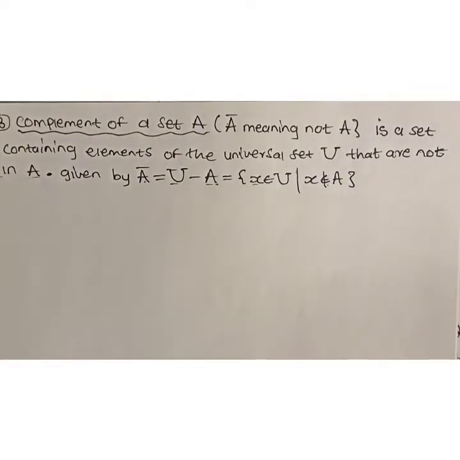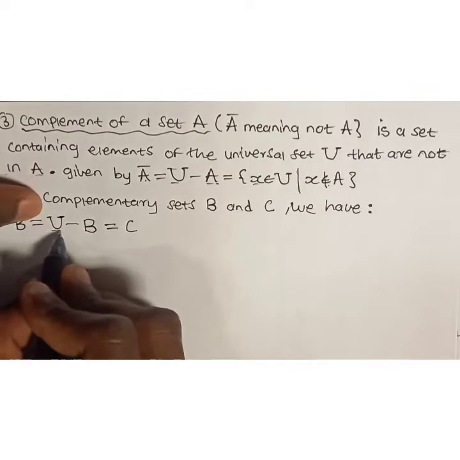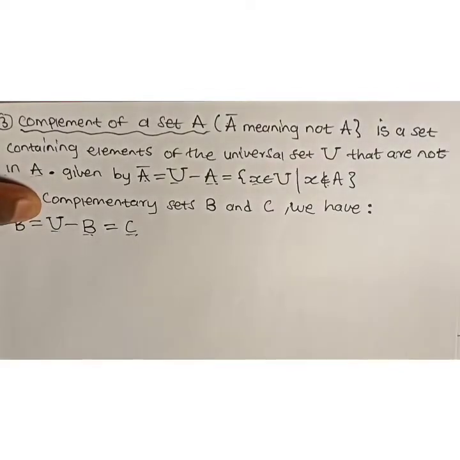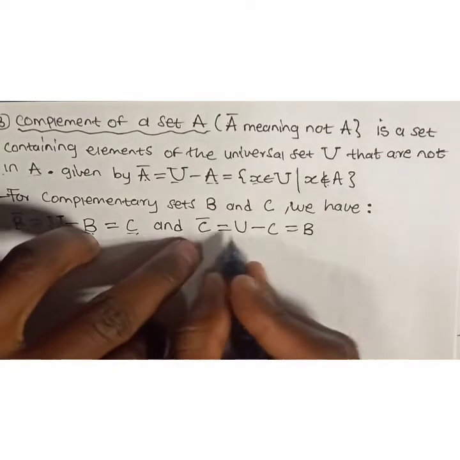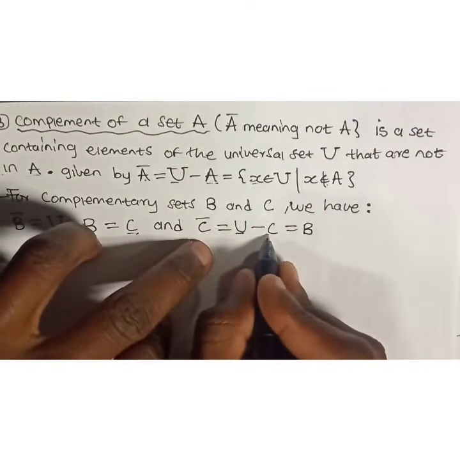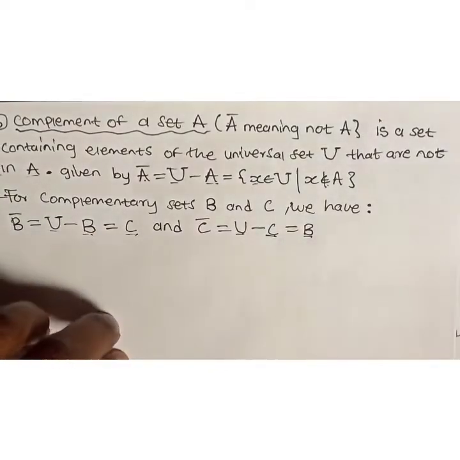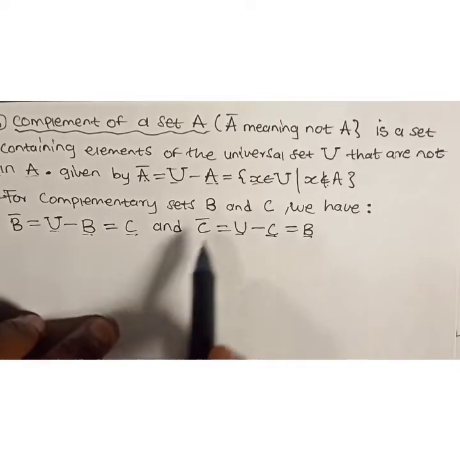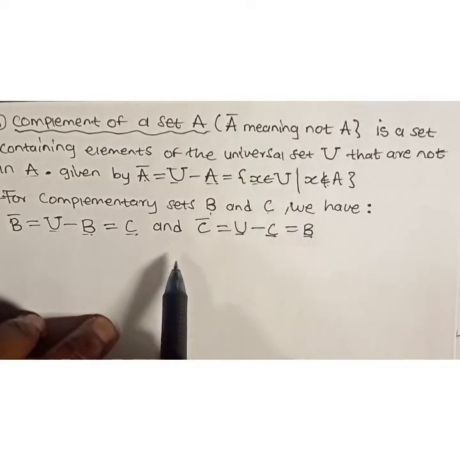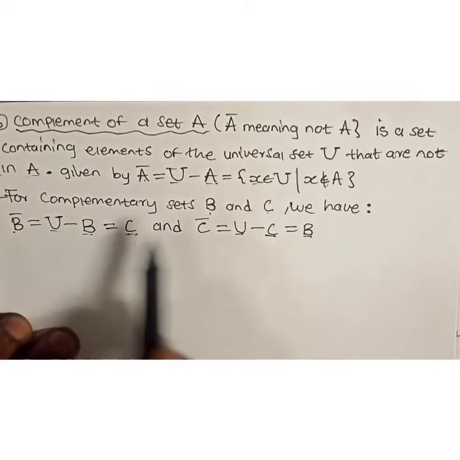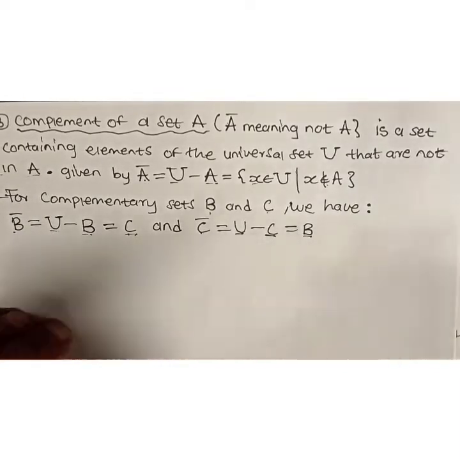So for complementary sets B and C, we have B complement, which is the universal set minus B, which is in fact C. And C complement given by universal set minus C, which is also B. So that's what we mean when we say B and C are complementary sets. The complement of B is C and the complement of C is B.